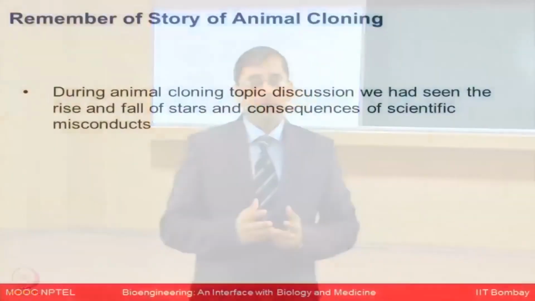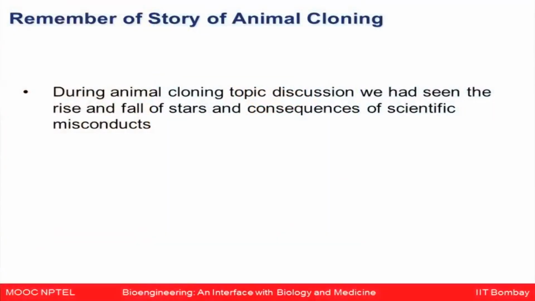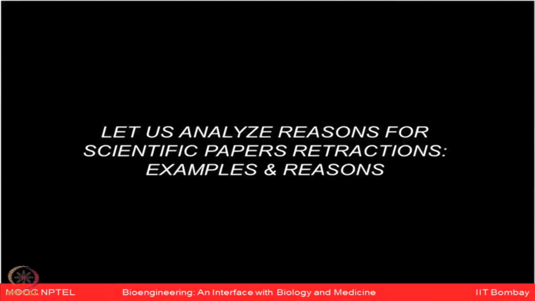Whether you make engineering devices, products, or do scientific basic research, ethics in research and publication is of paramount importance. Remember the story of animal cloning? We talked about how the rise and fall of stars happened in the research of cell reprogramming and cloning, and you have also seen the various consequences of scientific misconduct. So, today let us analyze the reasons for scientific paper retractions. Let me take you through some examples and possible reasons why scientists perform scientific misconduct.